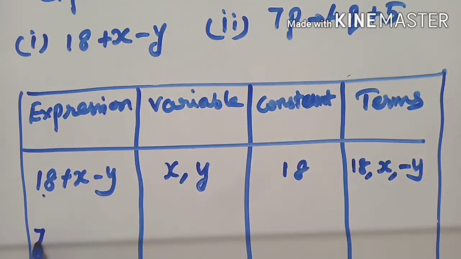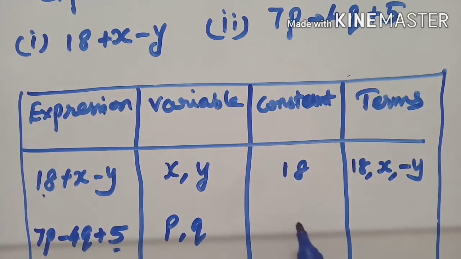The next sum is 7p minus 4q plus 5. In this sum, variables are p and q. The constant is 5. Number 5 is a constant term. Here also we have in total 3 terms. The terms are 7p, comma, minus 4q, comma, 5.